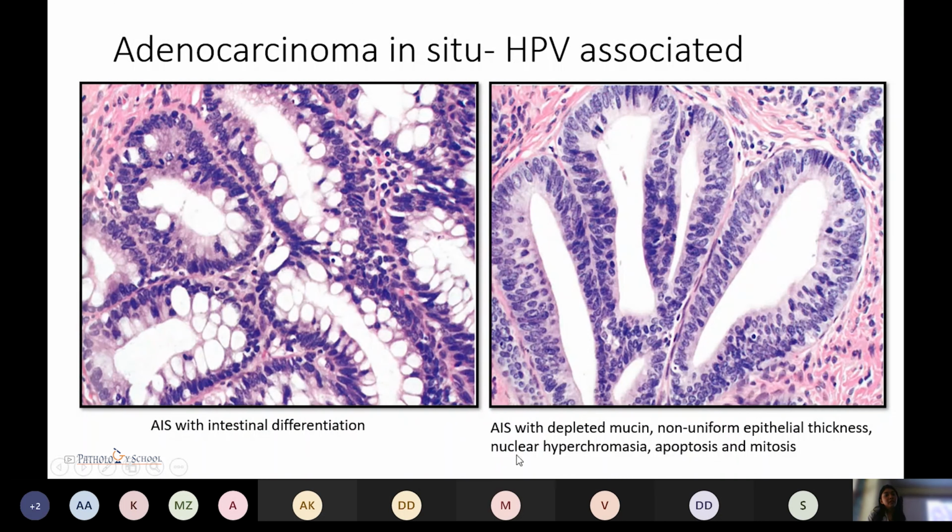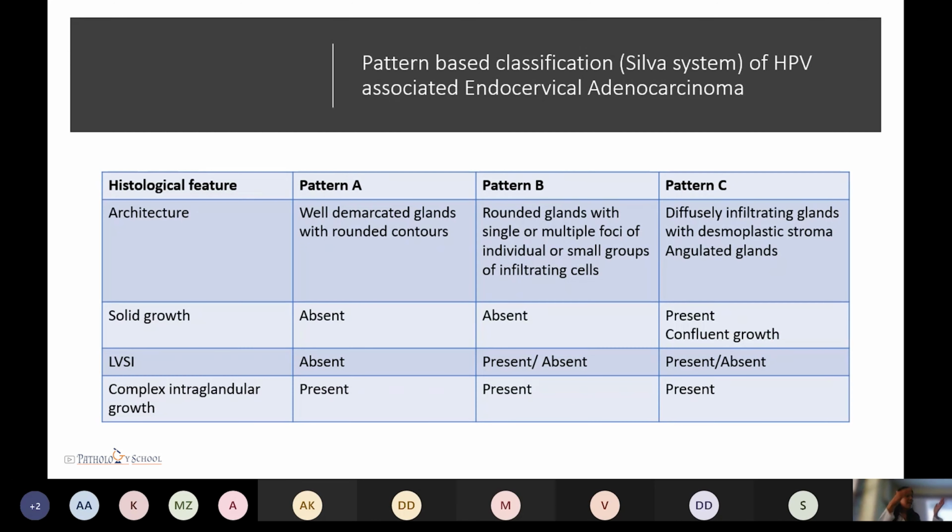So when we look at pattern A, it will have nice, well-demarcated glands with rounded contours. Pattern B will have those rounded glands, but along with them, there will be multiple foci of single or small infiltrating cells. And pattern C is a diffusely destructive pattern. This will have a lot of desmoplasia. So there will be diffusely infiltrating glands, angulated glands, and because of a lot of desmoplasia, they tend to open the glands. So open and broken down glands will also be seen.